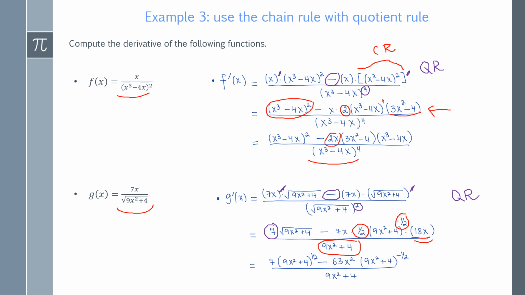And let's see, what can we do here? So nothing for the first term. I'm just going to leave it as is. And then here, 1/2 and 18. So I reduced it. So this becomes 9. 9 times 7, that would be 63. So we have 63x squared times 9x squared plus 4 raised to the negative 1/2. Okay. And that's it. You can keep it as is.